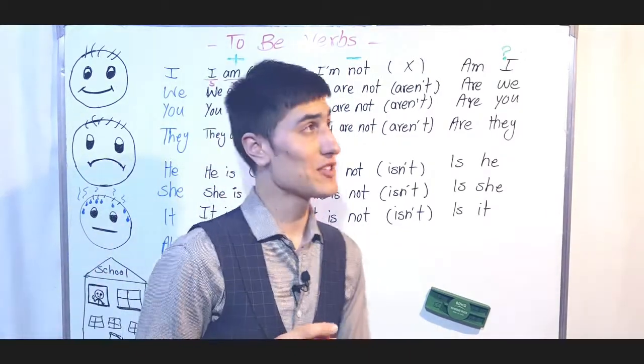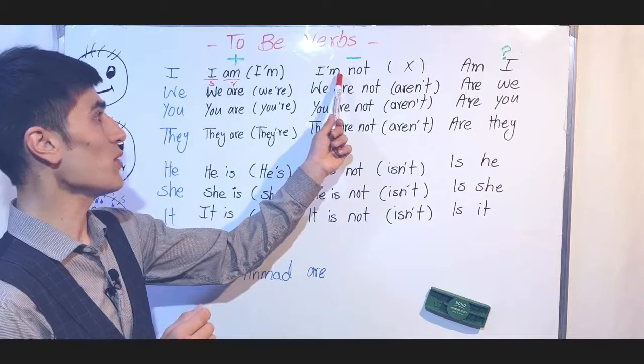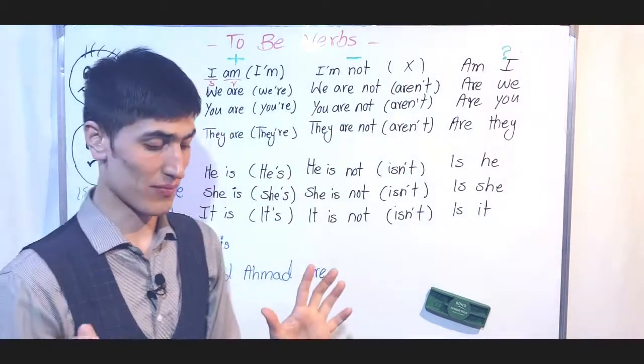Let's see. With I, am, we use not. With all of them we use not actually. Very simple.